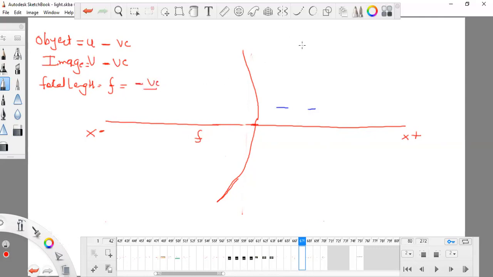Remember that the object for both concave and convex mirror should be at the left side, and it will be negative. If the image is forming here, that is v, so it should be positive. It is possible that the image is forming here. And the focal length, if it is a convex mirror, we know that the focal length will be considered here, and this will be C. So here the focal length will be positive.